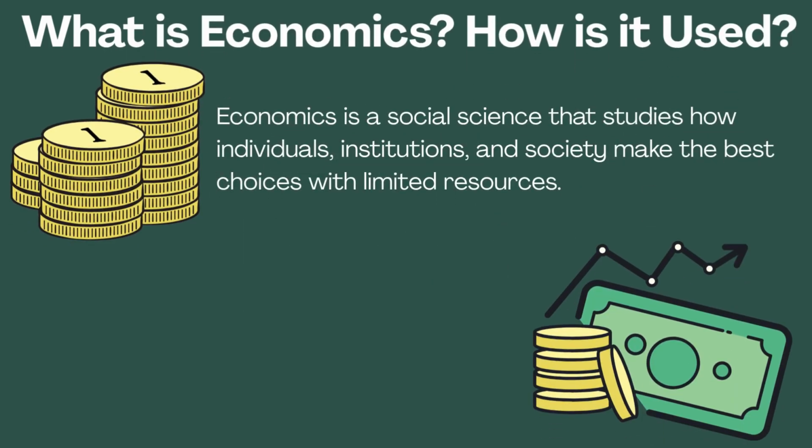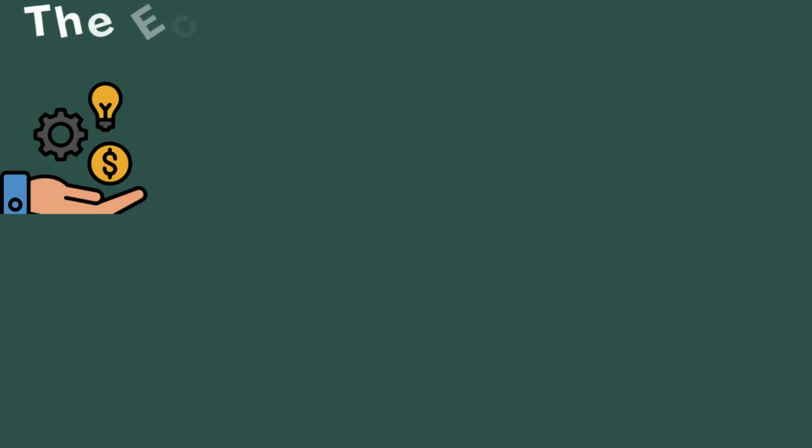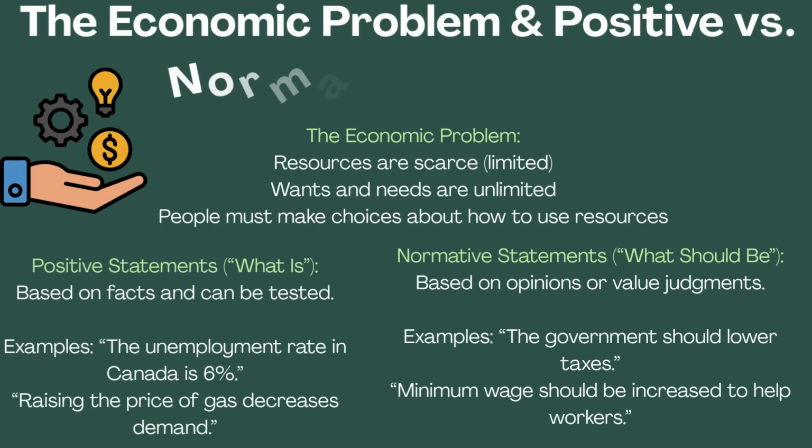Let's start with what economics is. Economics is the study of how people, businesses, and governments make choices when resources are limited. Economics helps us understand how people make decisions when they can't have everything they want. Economists study these choices to find the best ways to use resources. They use models and theories to explain how economies work and help solve problems such as inflation, unemployment, and economic growth.